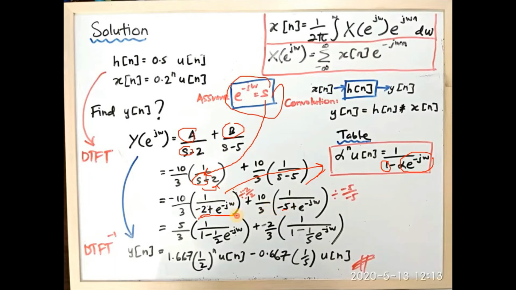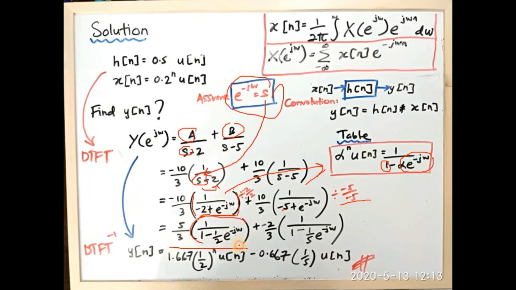Therefore, for this part here, I'm going to divide by minus 2 over minus 2, and this side I'm going to divide by minus 5 over 5. So when you divide that, you will actually get this equation. Okay, so you get 5 over 3, 1 over 1 minus 1 over 2 e to the minus j omega.